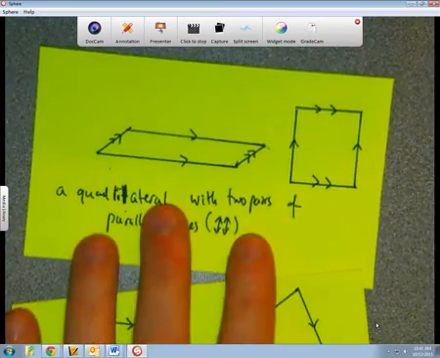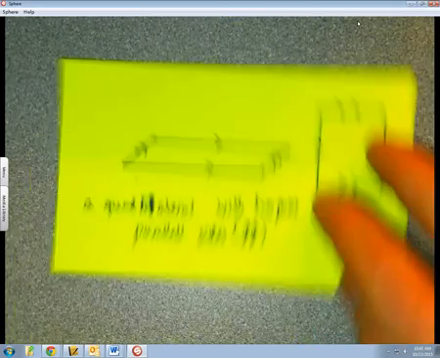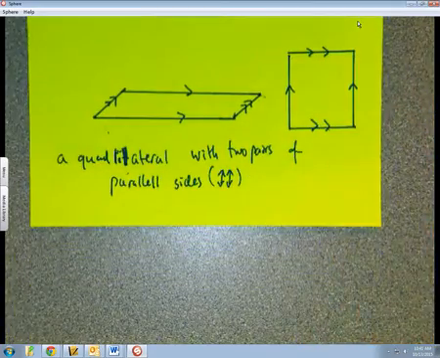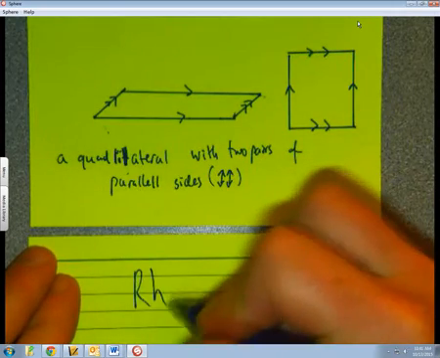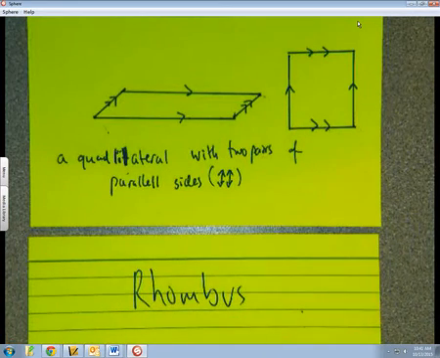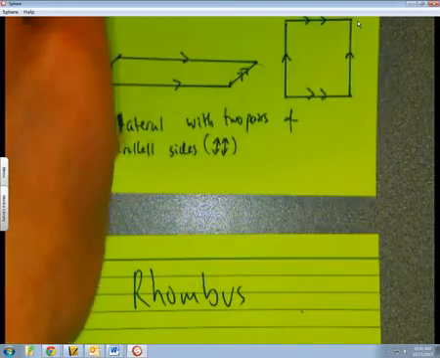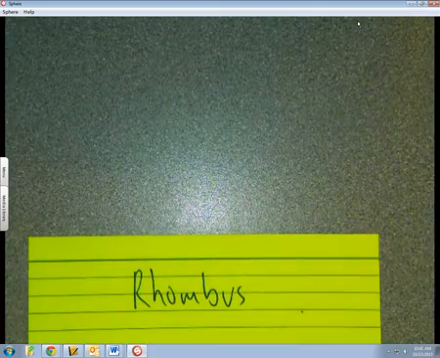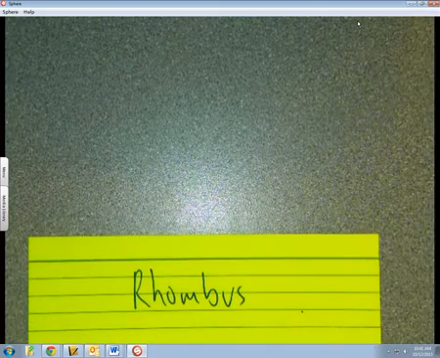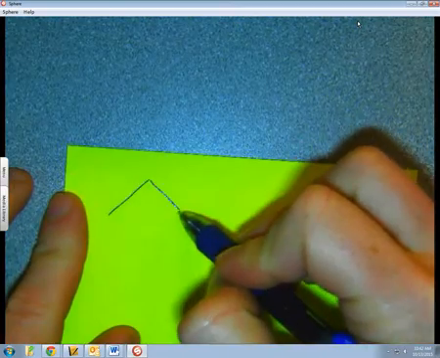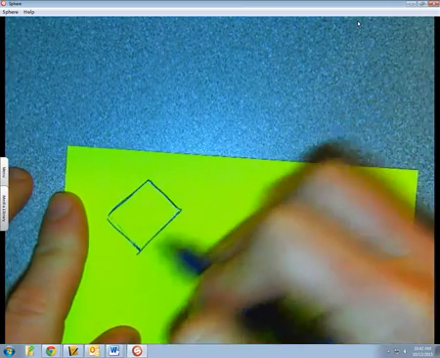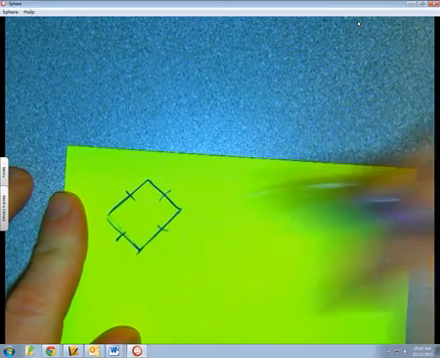Okay. So moving on. Let me leave this guy up for you. The next one is rhombus. So rhombi. That would be plural for rhombus. I'm just gonna sketch this one. I'm gonna mark it like this. Ding, ding, ding. Right?